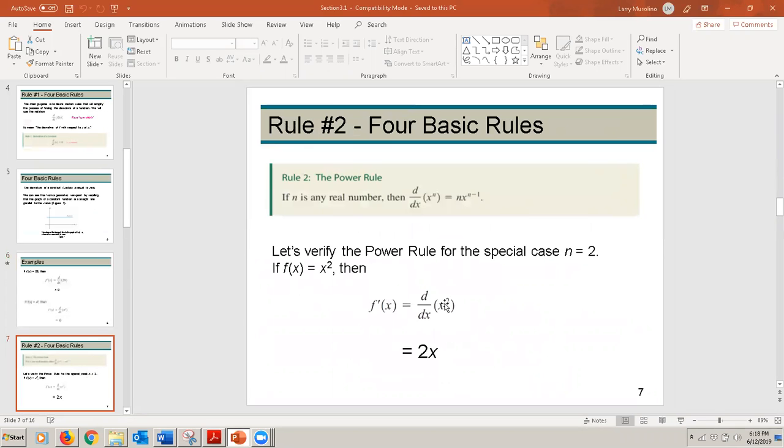How about if we want to take the derivative of x squared? The way I would do that is bring the 2 down in front as a multiplier and then subtract 1 from the exponent, so I'm really ending up with 2 times x to the 1, which of course is just 2x. Okay, let's do a couple more examples of this power rule.